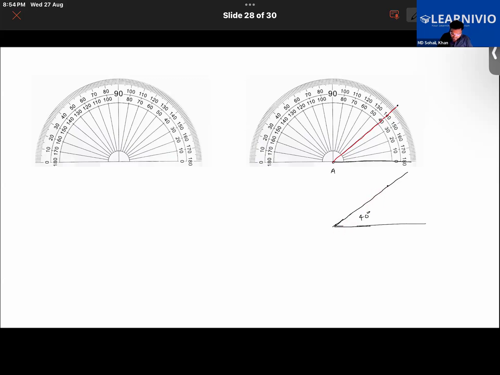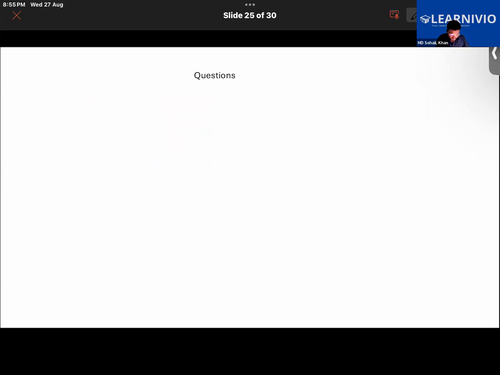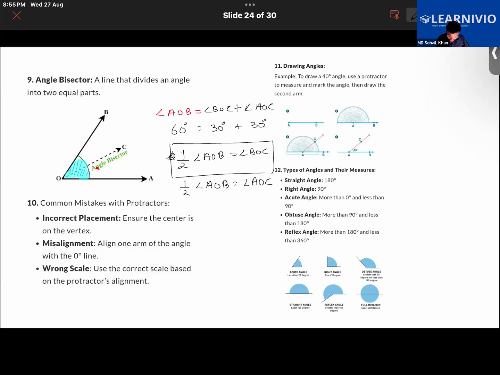Once you have done it, you have to make a curve, and you should name this angle also. You should draw the arms also like this. You can name it anything, like angle POR. Then you can write down angle POR is equal to 40 degree. Is that clear to everyone? So this will leave no room for any doubts.